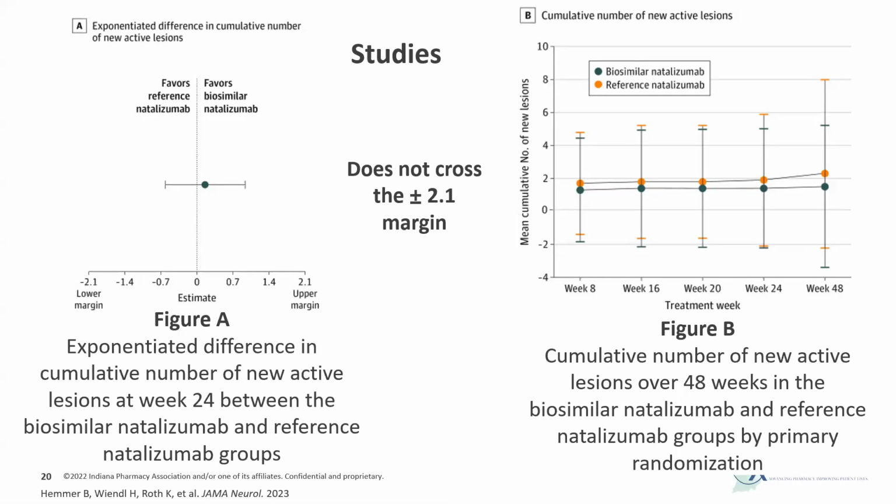But again, with figure A, that confidence interval, let's see, it's roughly going from negative 0.7 to somewhere between positive 0.7 and positive 1.4, but it's not crossing that upper margin of positive 2.1, not crossing that lower margin of negative 2.1. So similar enough.